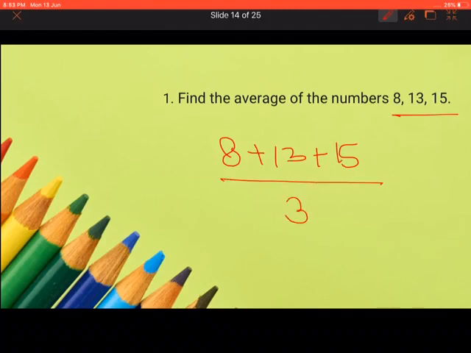Here they asked about 3 numbers, right? So let's find the total value. It will be 36 by 3. It will be 12. The average of these numbers is 12.